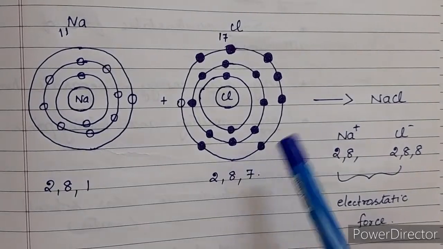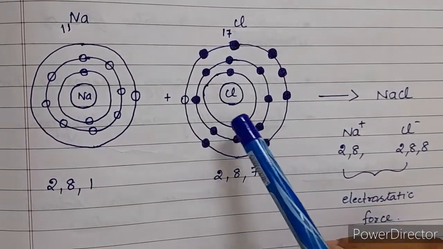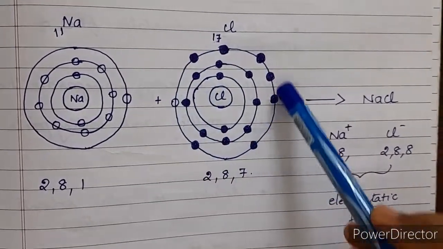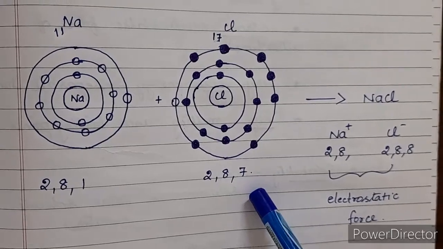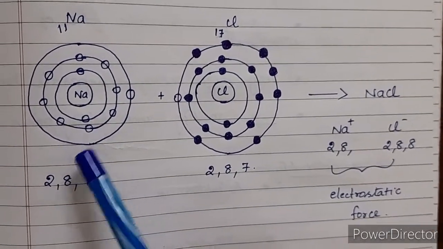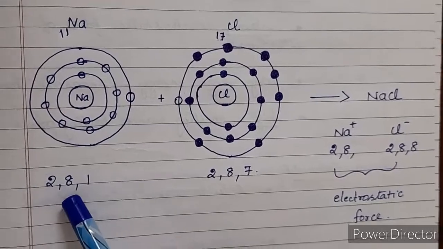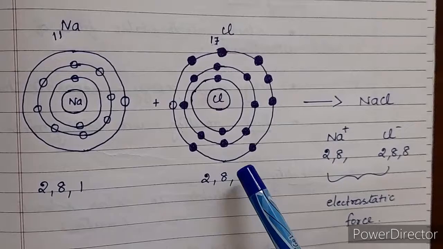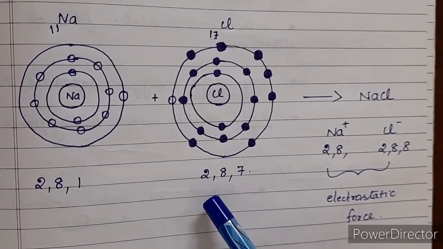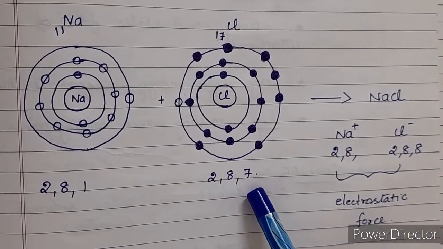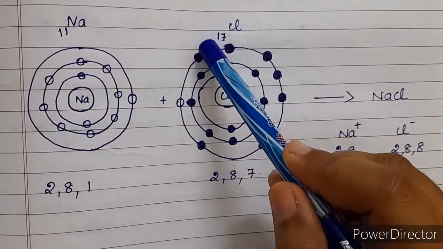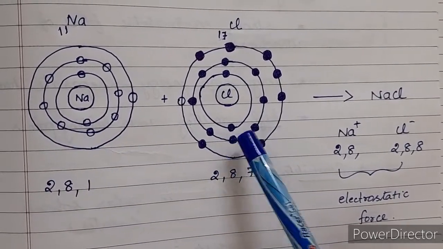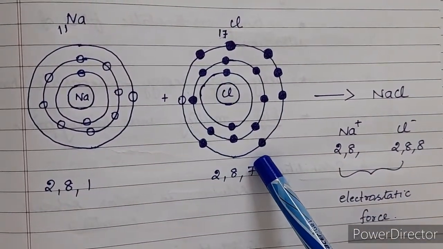Now if you see chlorine, the atomic number is 17. So how many electrons are there in the first shell? 2, then 8, then in the outermost shell it has 7 electrons. Now here the sodium electronic configuration is 2, 8, 1, so it can lose an electron and become a positive ion. Chlorine, its electronic configuration is 2, 8, 7. So it has 7 electrons in the outermost shell, so it can gain an electron from the sodium atom, and it can have 8 electrons in the outermost shell.